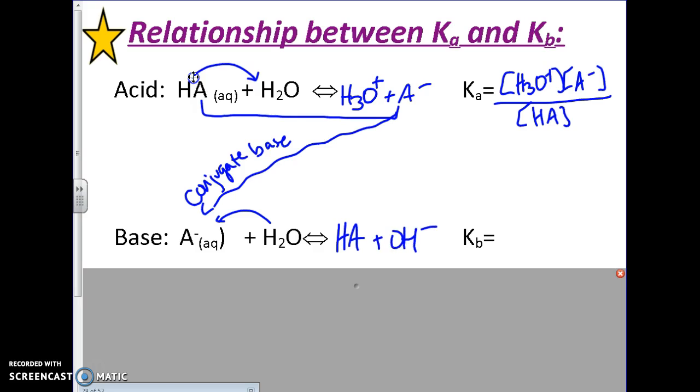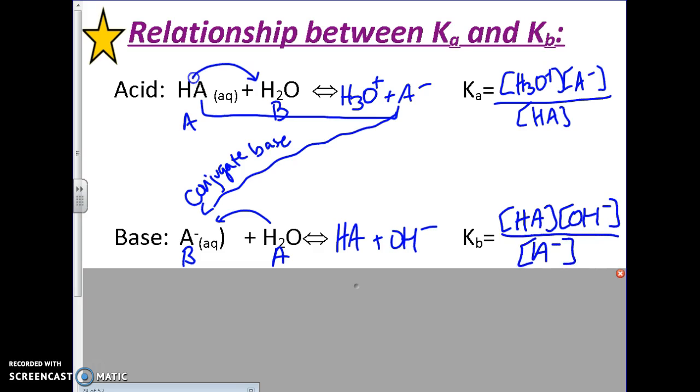So now we have water acting as the acid down here, and the anion acting as the base. Previously we had water acting as the base and the HA acting as the acid, representing the amphoteric nature of water. Go ahead and write out the Kb for this. Kb is equal to HA concentration times hydroxide concentration over the A minus concentration, where water is a pure liquid again.